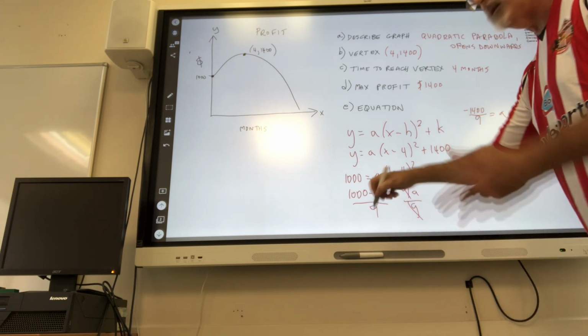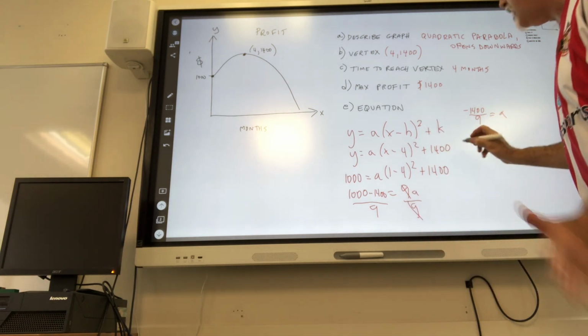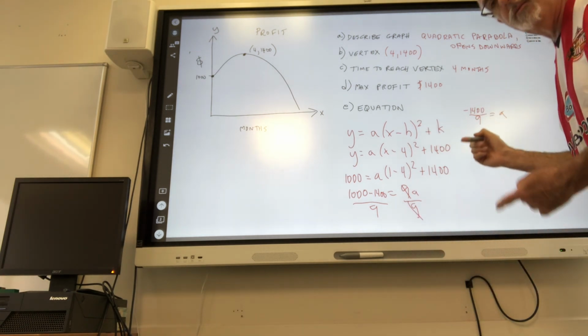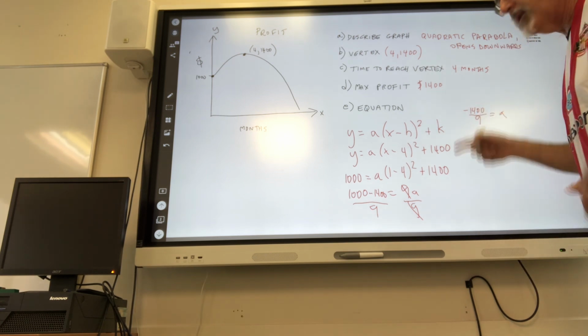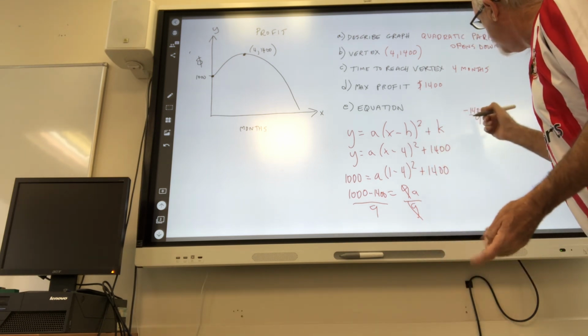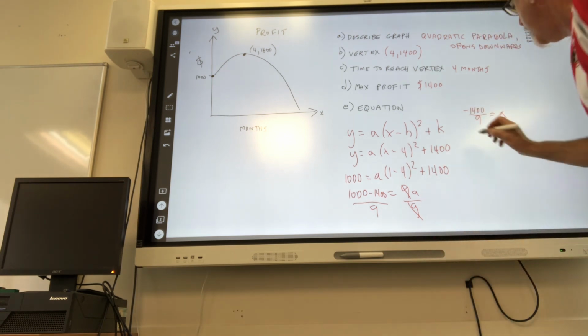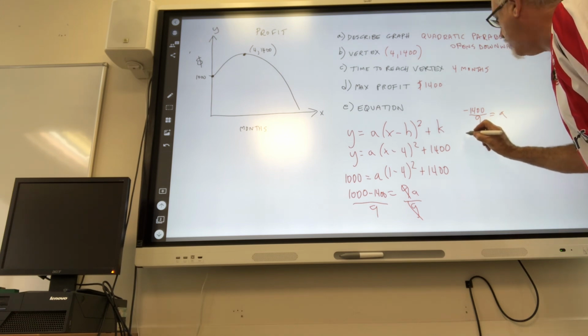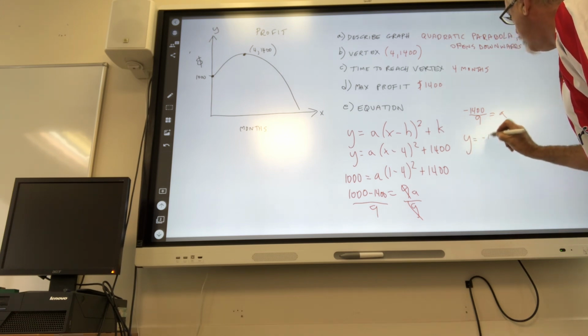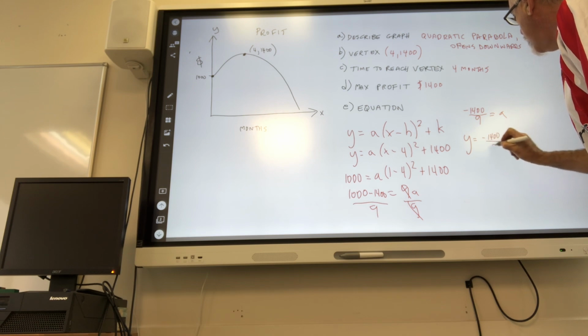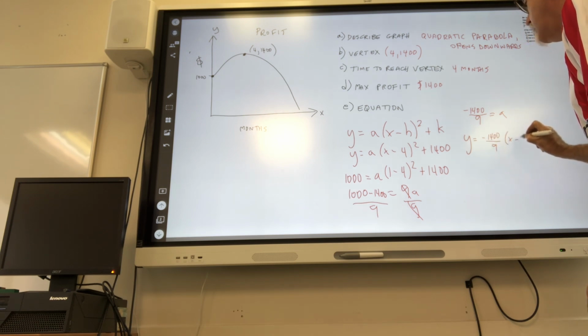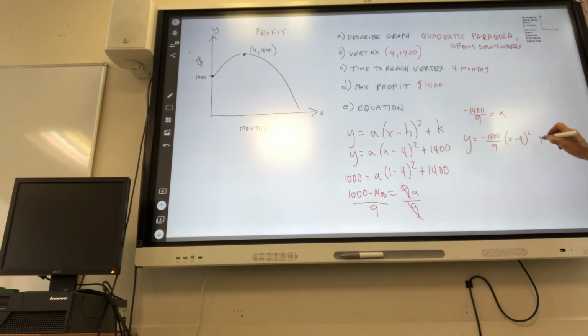Because these cancel, that's all just simplified. We're finished at this point. We have an a. This is not the most simplified fraction I've ever seen, but if you convert it into a decimal or a mixed number or whatever, it's fine. So any version of a is fine. We have the equation y equals negative 1400 over 9, (x minus 4) squared plus 1400. That is the equation in standard form.